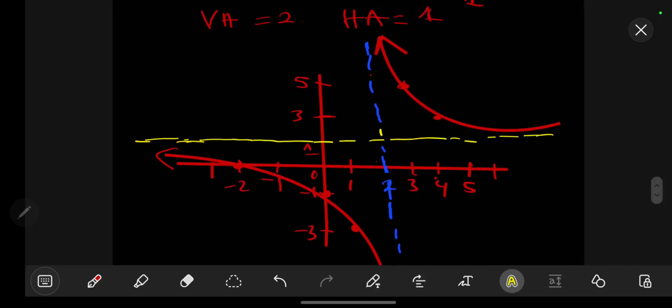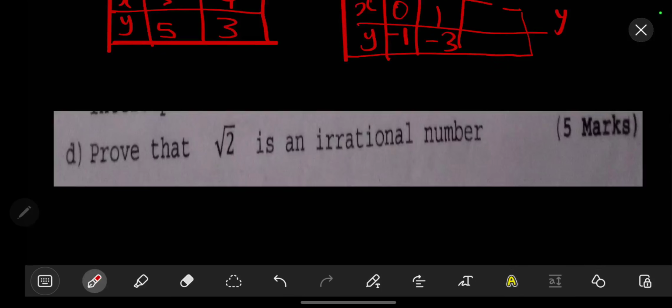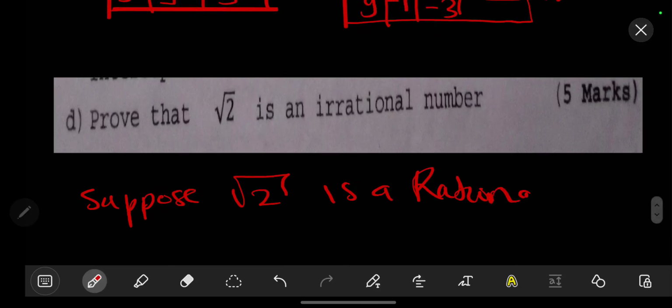Let's look at our next problem. So that's the answer for that. So we have proved that the square root of 2 is an irrational number. So to answer this question, you're going to begin to say, suppose the square root of 2 is a rational number. So you're proving by contradiction, rational number. So these statements are important.